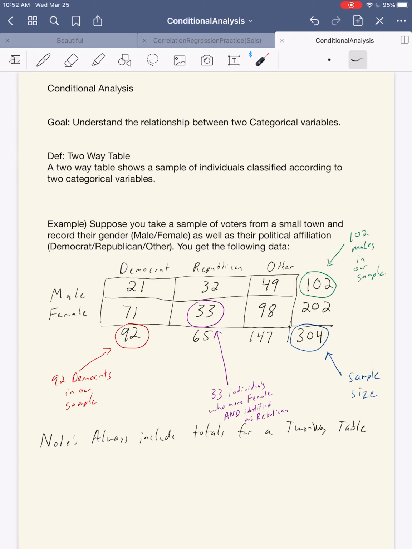Now, two-way tables are nice, but a lot of times as numbers get larger, people start to struggle with number sense. So we're going to see a way of changing from the frequencies that we're seeing here into relative frequencies. Let's talk about that on the next page.